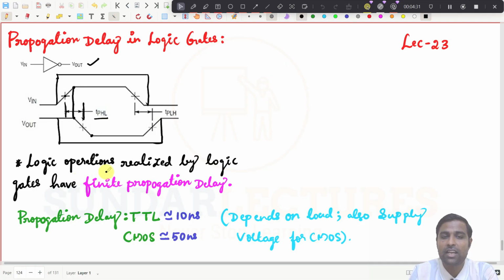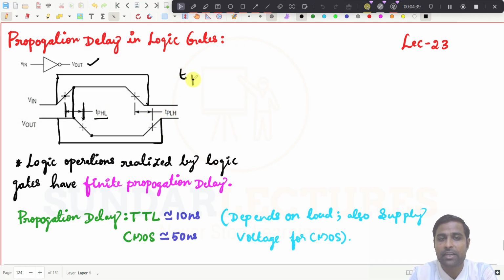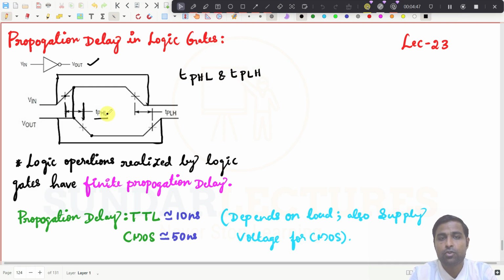So the logic operation realized by the logic gates has a finite propagation delay. This is the propagation delay, TPHL and TPLH. While it is going from 0 to 1 or coming from 1 to 0, there is a definite delay. So the output of this NOT gate will take a certain time to produce the next output if the input is changing. That is the whole idea. This is called propagation delay.